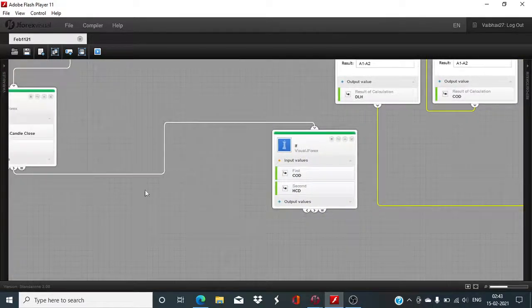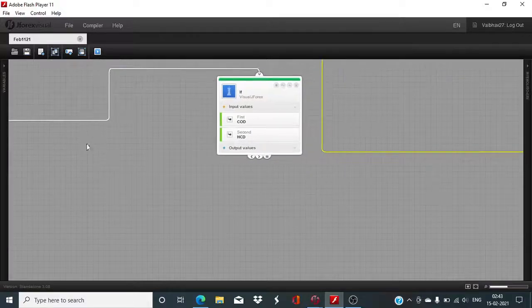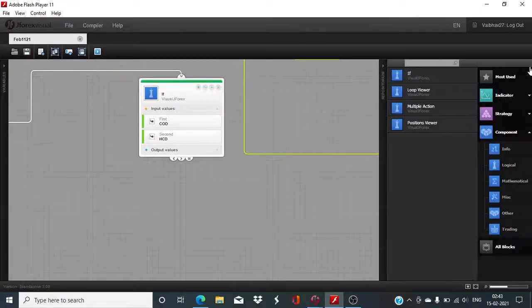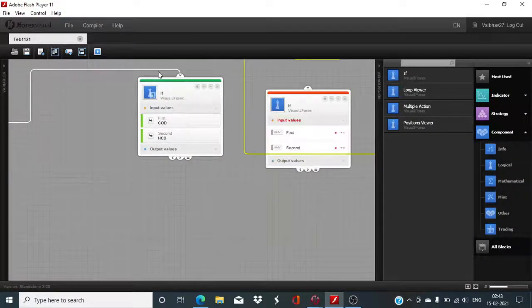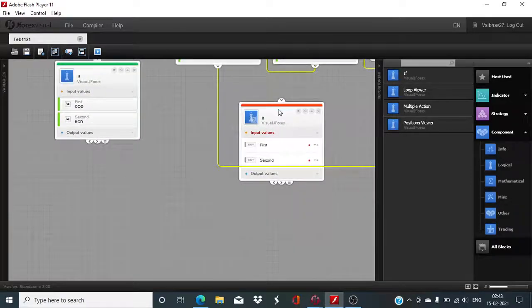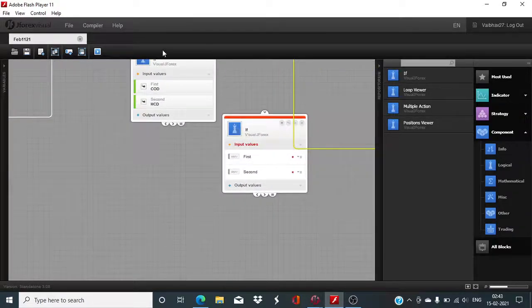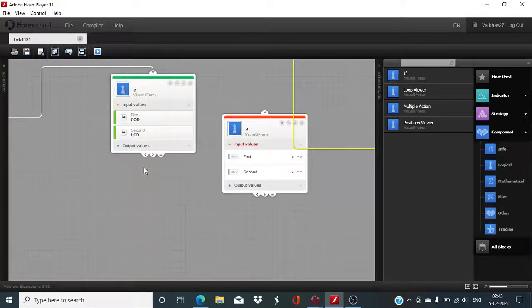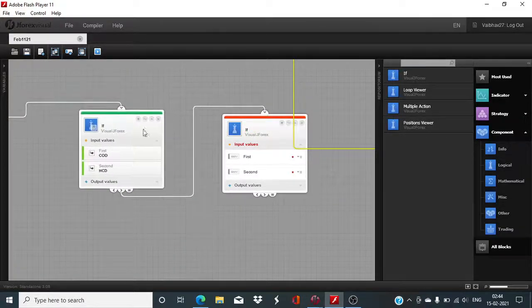Now this if block needs to be connected to the next one, with first input needs to be greater than second input.